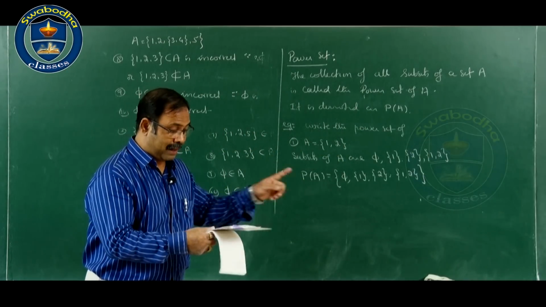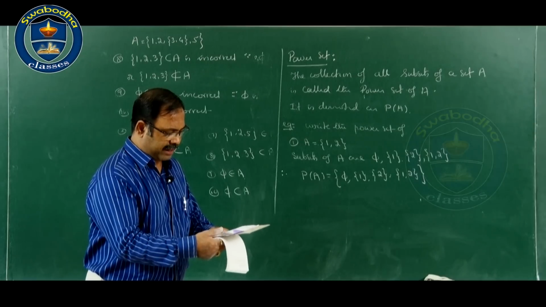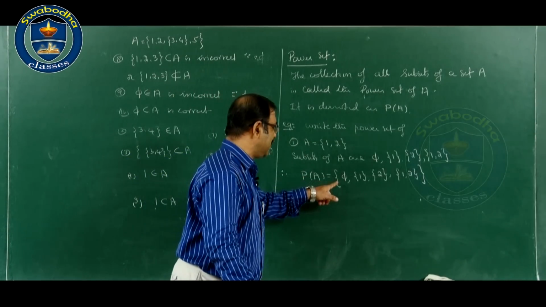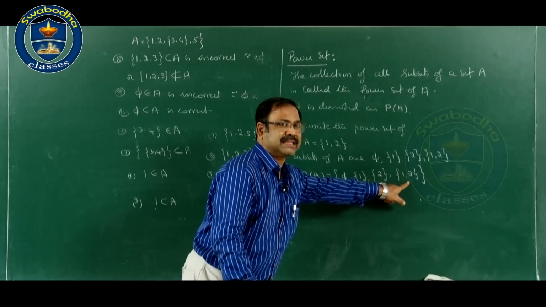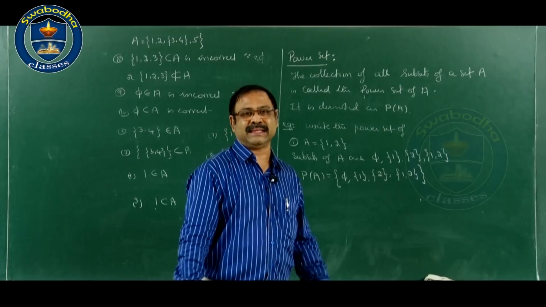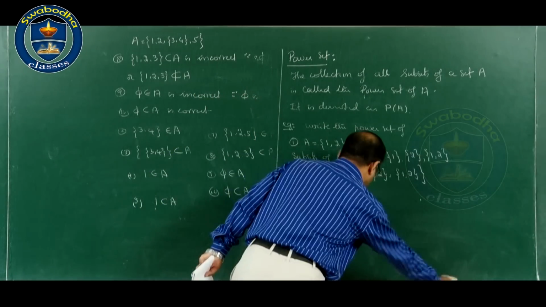Look, understand properly how to write the power set. What is a power set? Power set is the set of all subsets. So when writing, all these subsets are enclosed within this bracket. So that is the power set. It is the set of all subsets. Now, we write one more example.